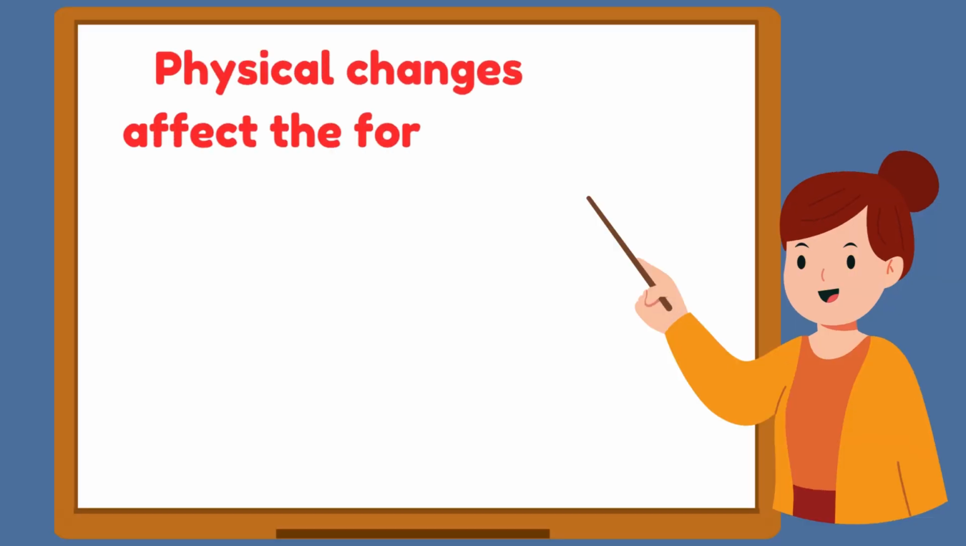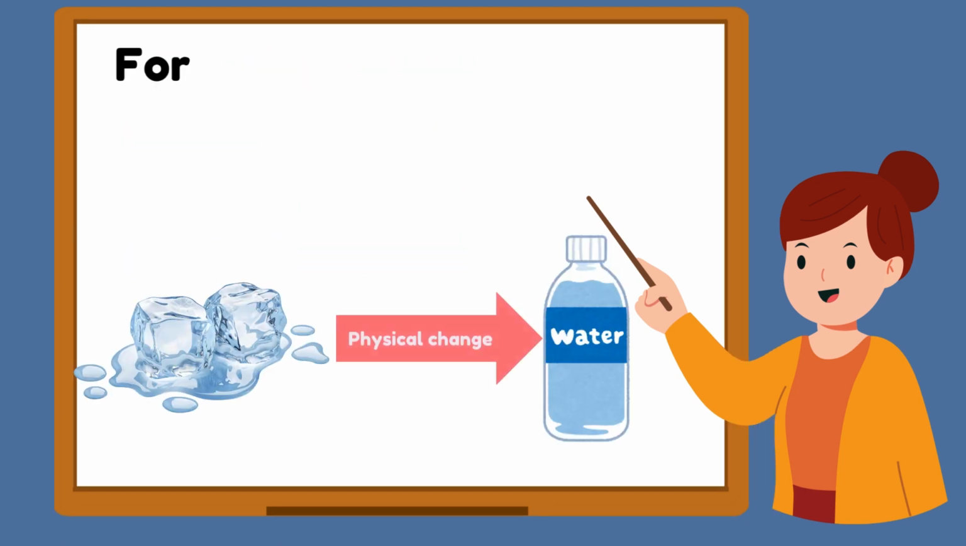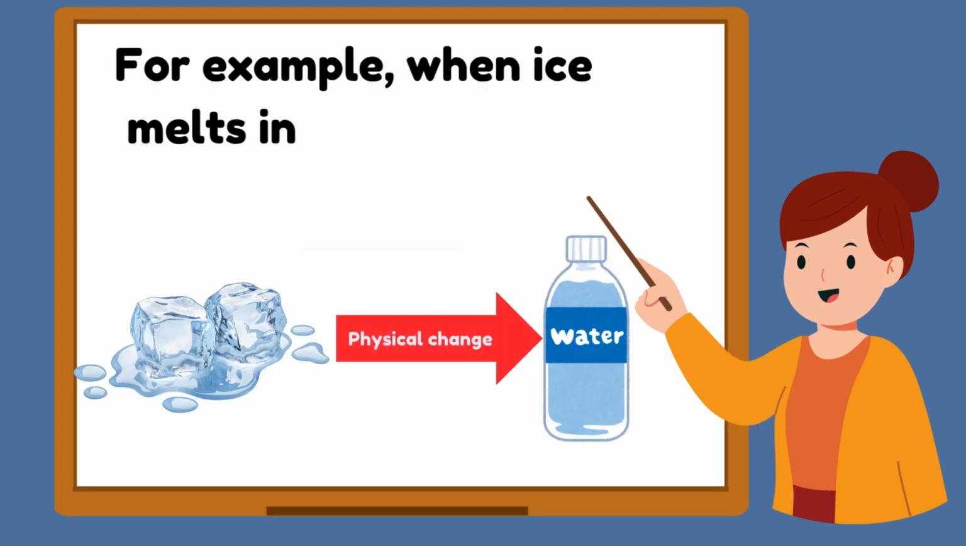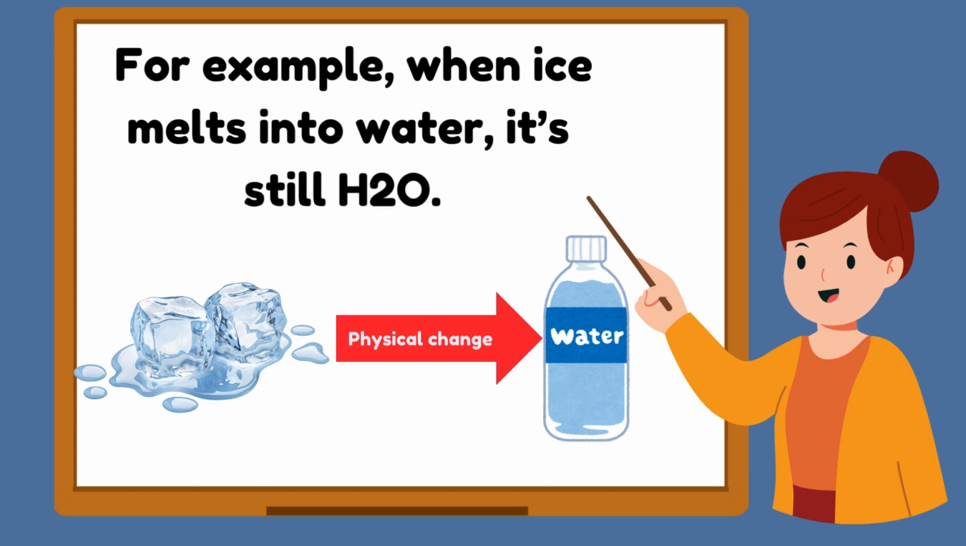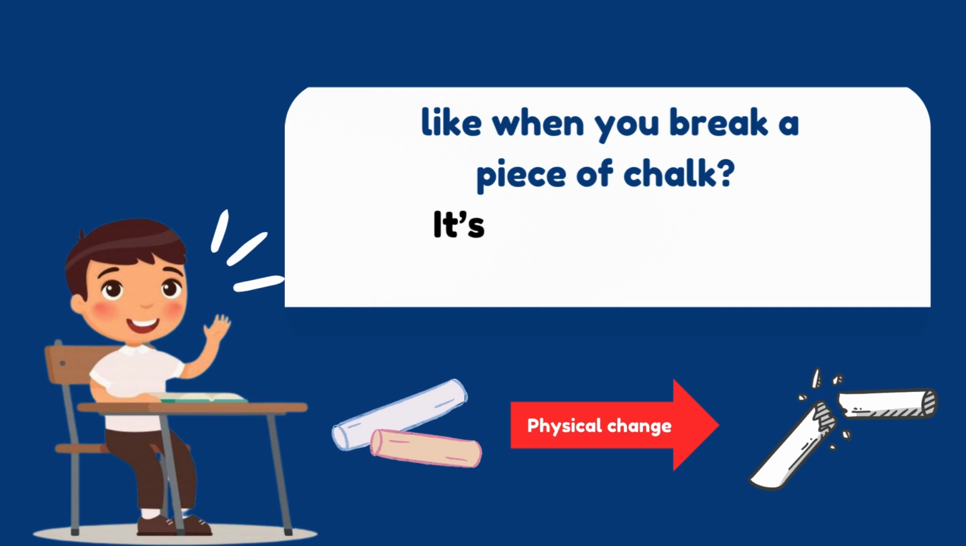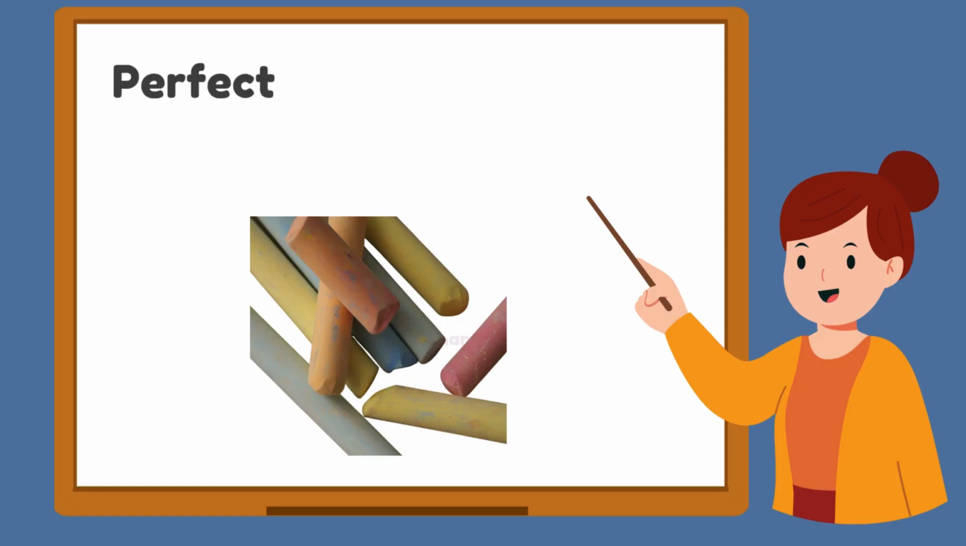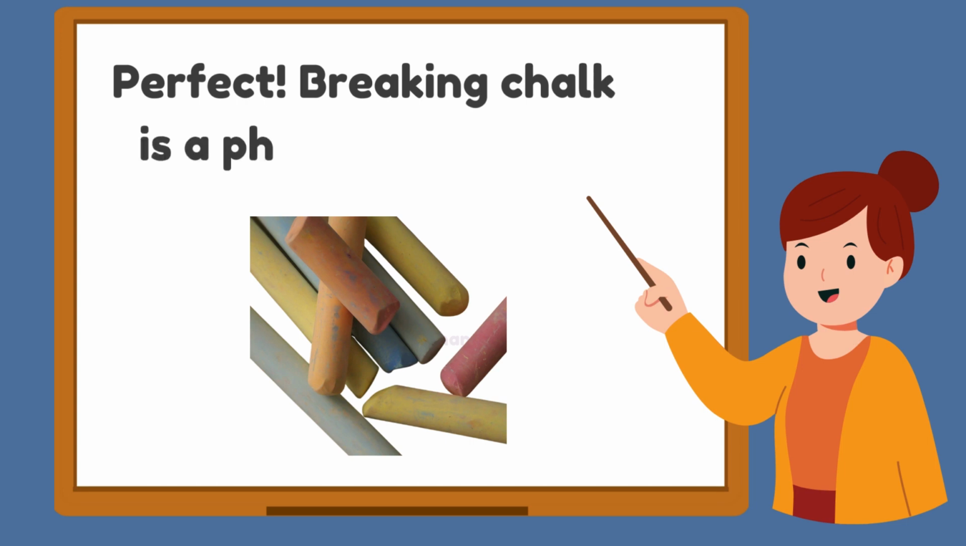Physical changes affect the form of a substance, but not its chemical composition. For example, when ice melts into water, it's still H2O. Can you think of another example? Like when you break a piece of chalk. It's still chalk, just in smaller pieces. Perfect. Breaking chalk is a physical change.